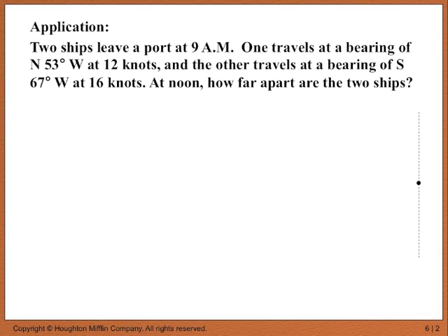Just a quick reminder, a knot is a nautical mile per hour. So of course if you multiply hours by knots, you get nautical miles. A knot is just a nautical mile per hour. You might recall that was explained at the end of chapter 4, when we were talking about bearings.